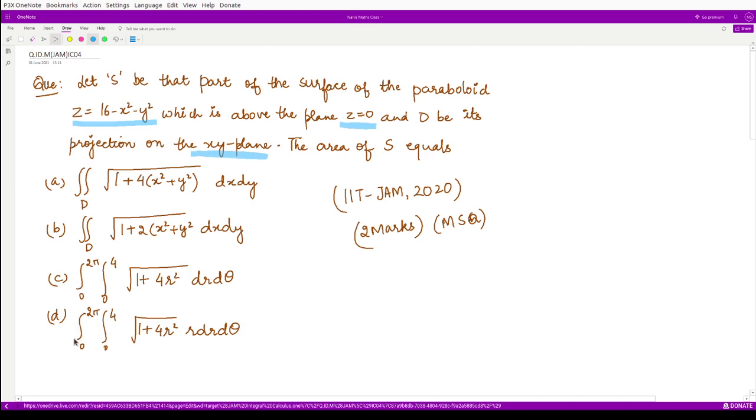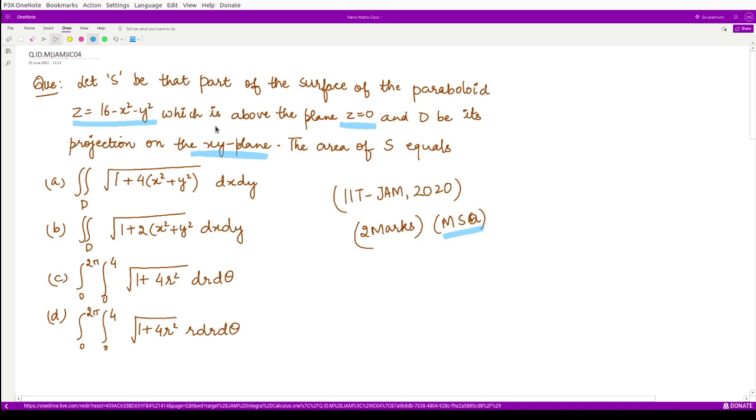Now here, any option could be correct, right? This is a multiple select question, so that means either one or two or three or all of the answers might be correct. So you have to select the answers keeping in mind this thing.